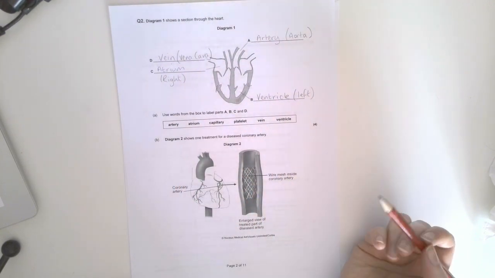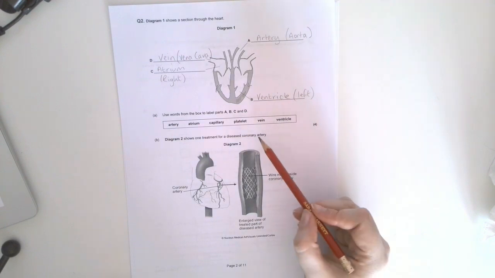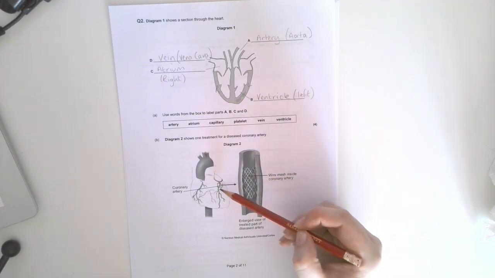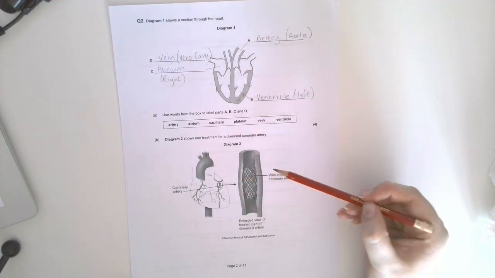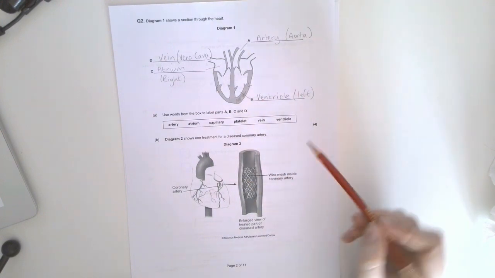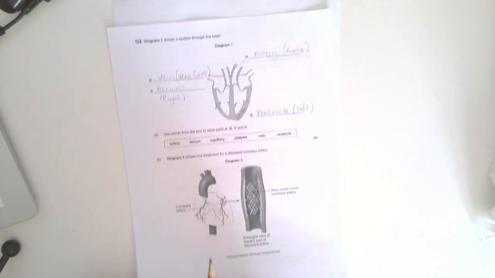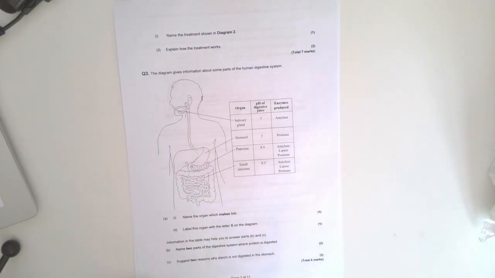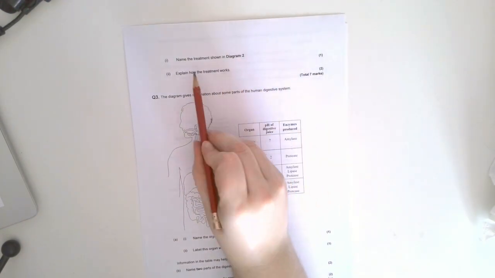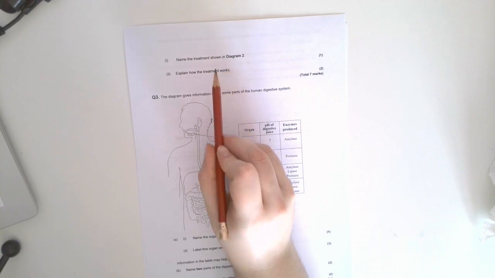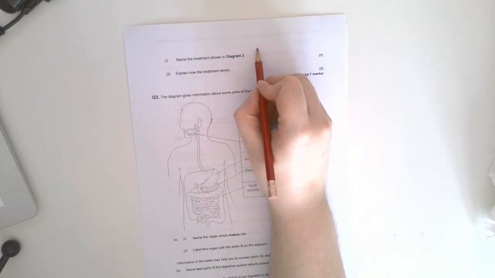Okay, on to diagram 2, which shows your treatment for a diseased coronary artery. So it shows you the coronary artery on the outside of the heart, and it shows you a picture and says that there's a wire mesh inside that coronary artery. Name the treatment shown in diagram 2. Well, the wire mesh, that is a stent.